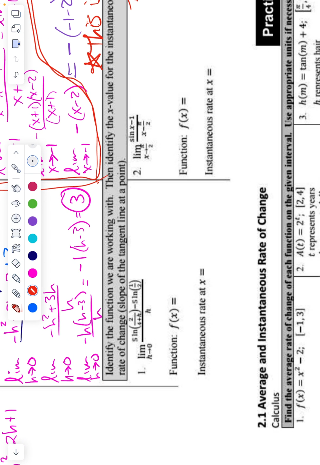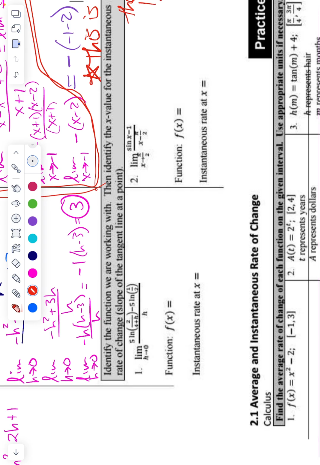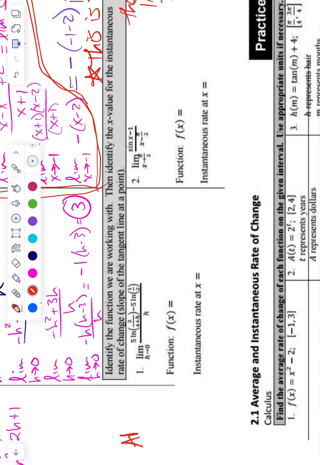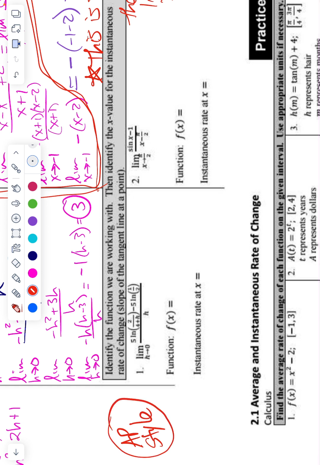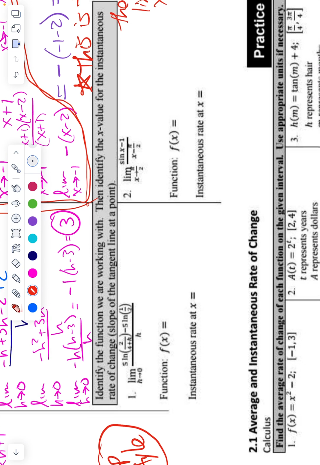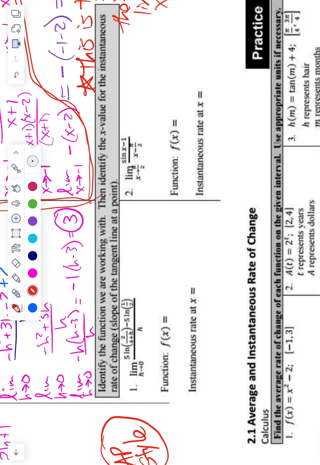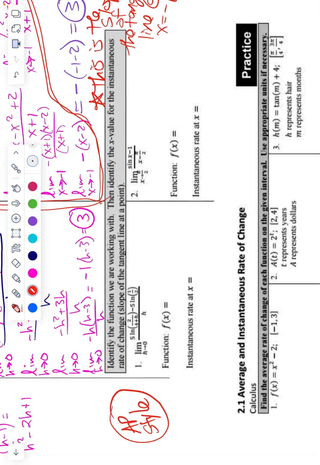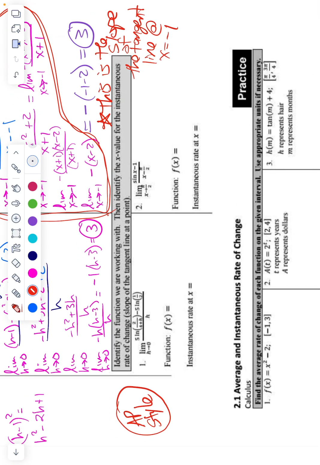Okay. These ones are kind of tricky, but unfortunately these are AP style questions. So these are ones you want to study. I feel like sometimes it's hard to see. Let's read the directions. Identify the function we are working with. Then identify the x value for the instantaneous rate of change, slope of the tangent line.